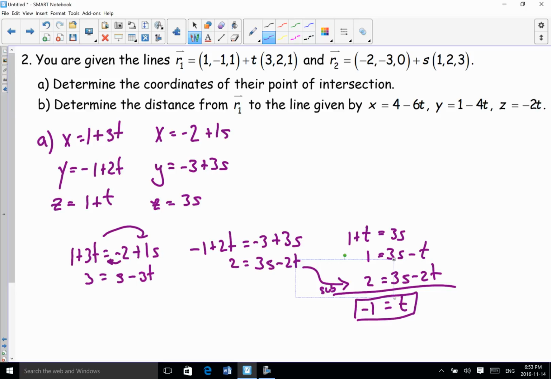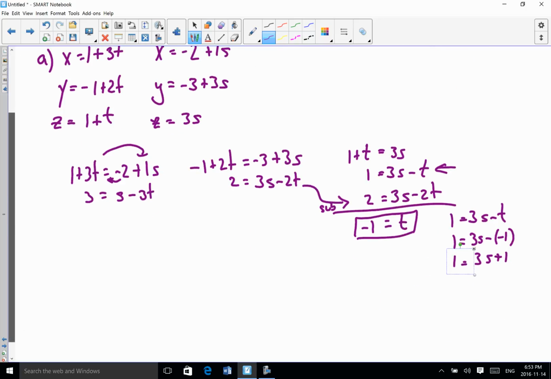If we go back to one of our initial equations, for instance that one, we can say that 3s minus negative 1, and we're going to solve this for s. We'll get 1 equals 3s plus 1, or in other words, 1 minus 1 is 3s, so s is 0.